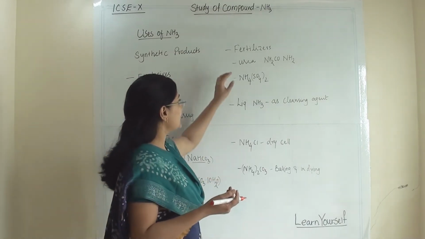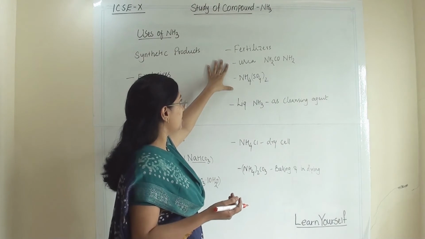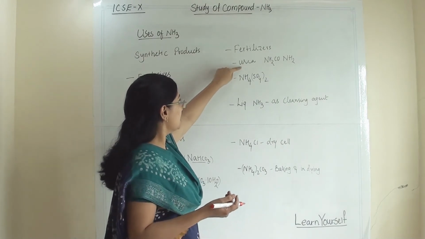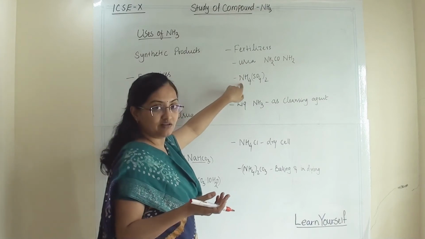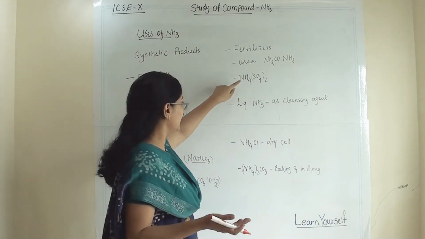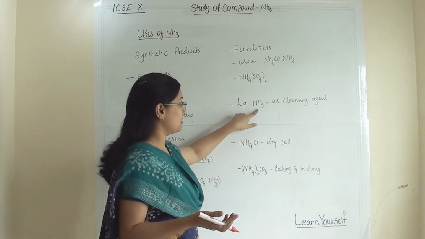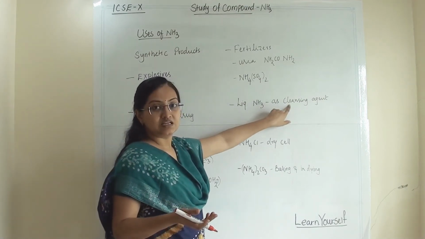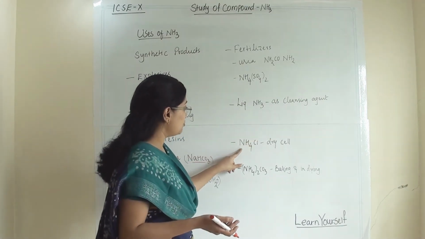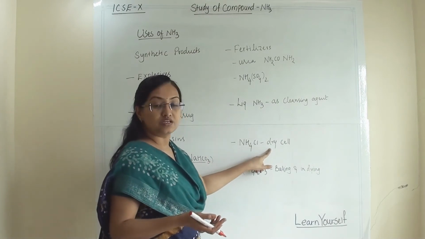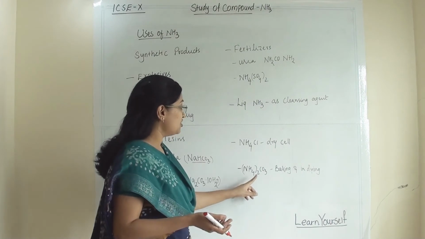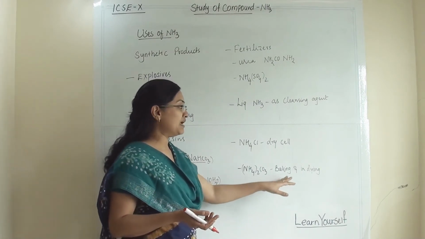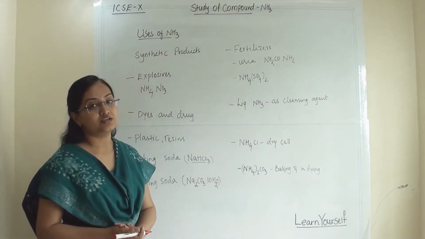Then as a fertilizer, these ammonium salts are important. Urea is one of the most used fertilizers. Then ammonium sulfate is used as a fertilizer. Then liquor ammonia is used as a cleansing agent. Ammonium chloride is used in the manufacturing of dry cells. Ammonium carbonate is used in baking and in the dyeing industry.